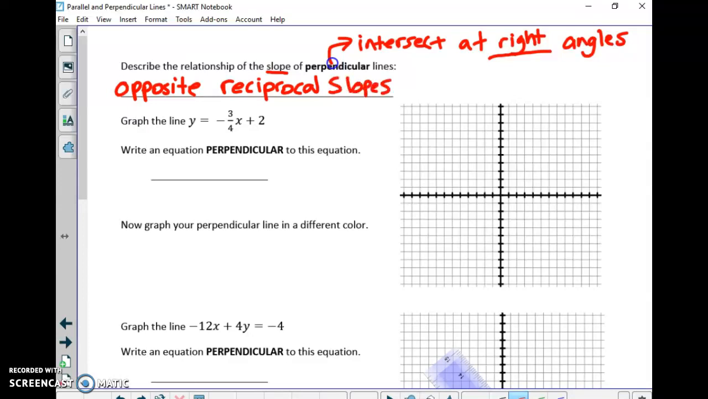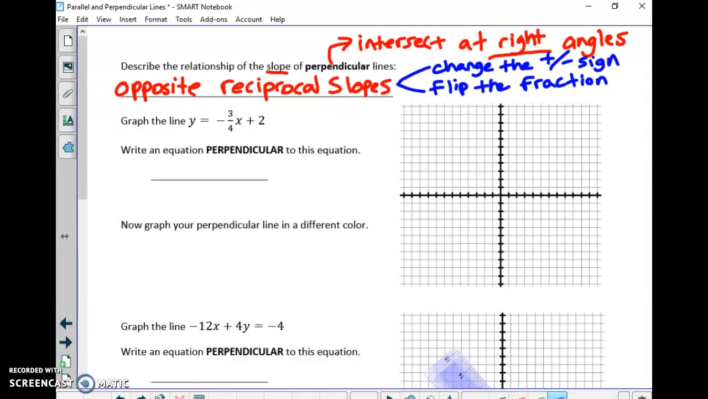Okay, opposite reciprocal slopes. Now, not everyone knows what opposite reciprocal means, so I'll tell you right here. What does it mean? 2 things. Opposite means change the sign, change the positive/negative sign. And then flip the fraction. Okay?